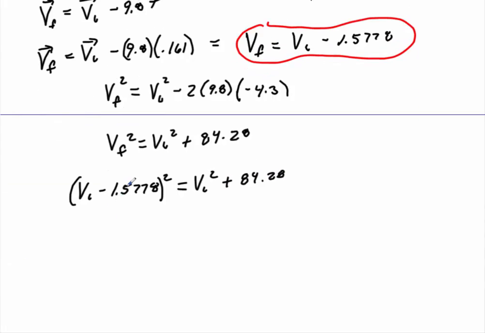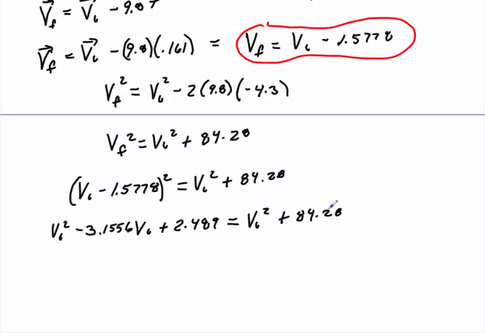What you're going to have to do here is FOIL that. When you do, you'll get VI squared minus 3.1556 VI plus 2.489 is equal to VI squared plus 84.28. At this point, just subtract VI squared from both sides, and you lose it here and here. So that's gone. Now you have a simple equation with only one unknown, so now we can solve this problem.